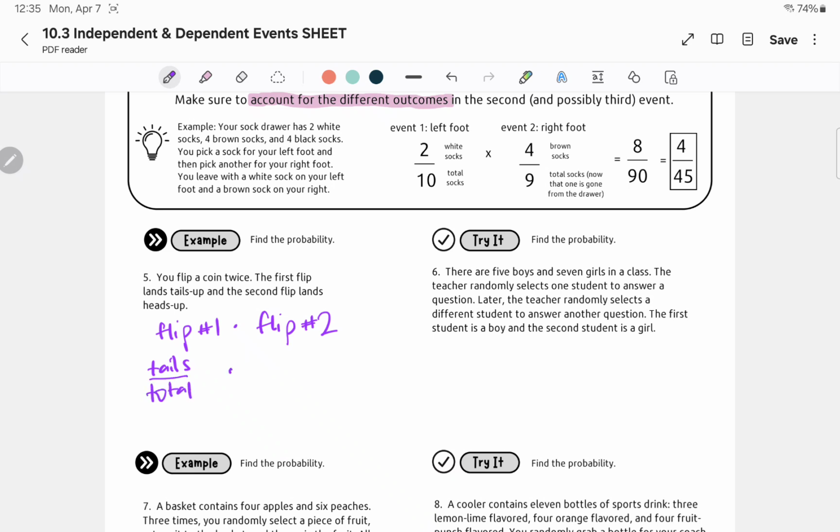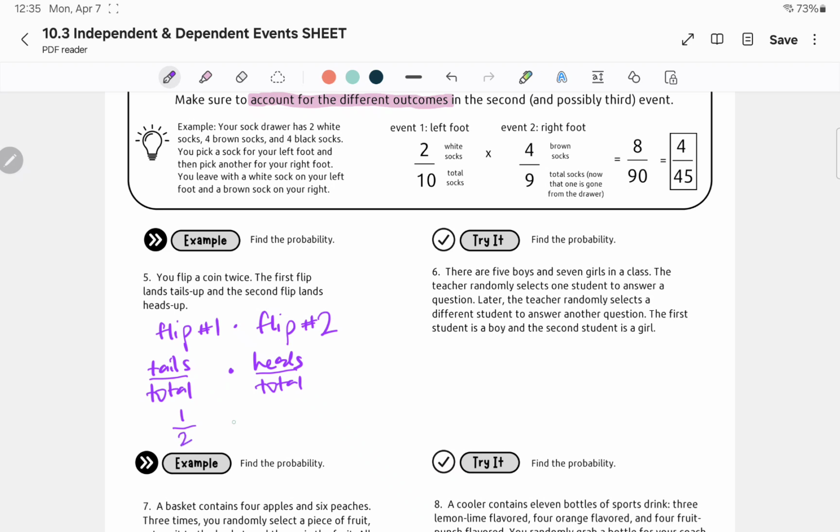And then our second flip, it says the second flip lands heads up. So it's going to be heads over total. And now we have to put in numbers, basically how many outcomes when you're flipping a coin would have tails, right? How many sides of the coin has tails? Just one. Out of how many total outcomes you have for flipping a coin, that's two, right?